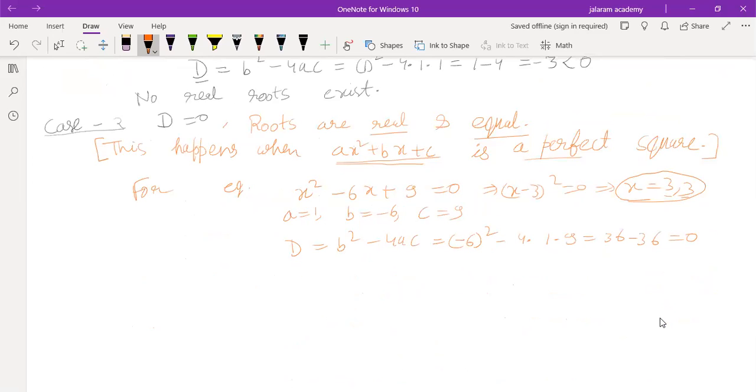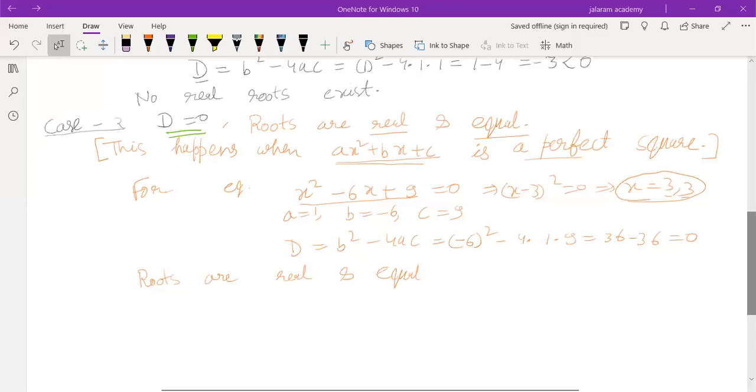Okay. So this happens when ax square plus bx plus c is a perfect square. It means this x square minus 6x plus 9 is a perfect square. And discriminant is 0. So roots are real and equal.